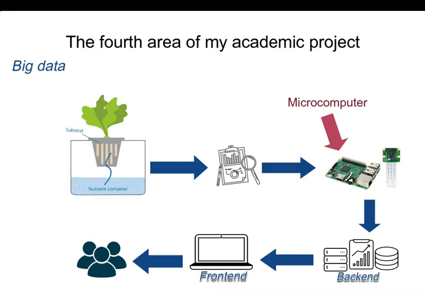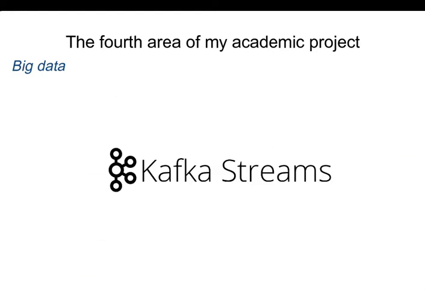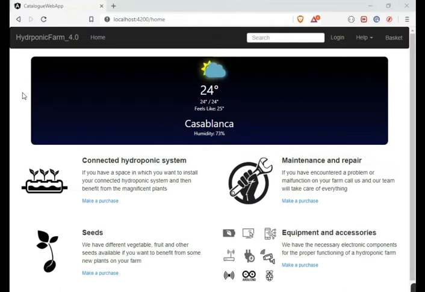And to solve this kind of problem, we have to think about using Kafka Stream. Kafka Stream is a streaming platform that provides us with a number of very useful features that allow us to manage a large amount of data in real time and continuously. So this is why I use Kafka Stream in my project. Now let's take a look at the web application.